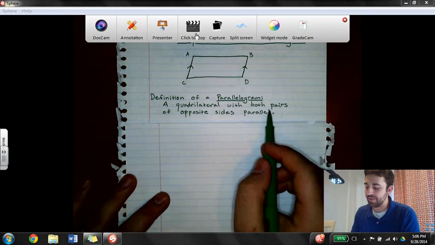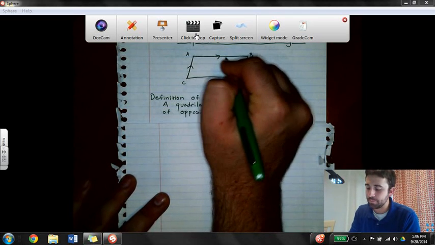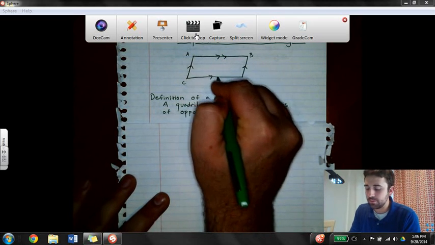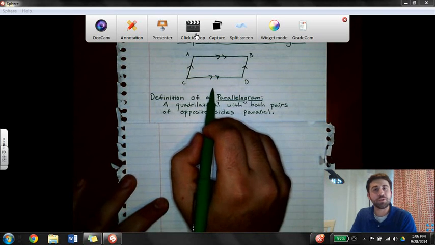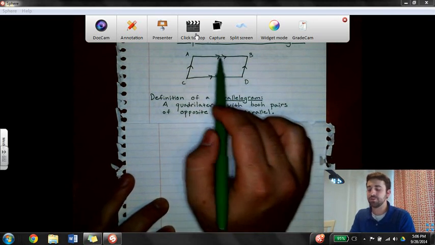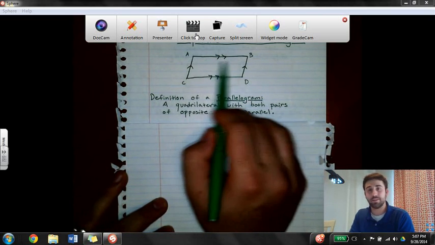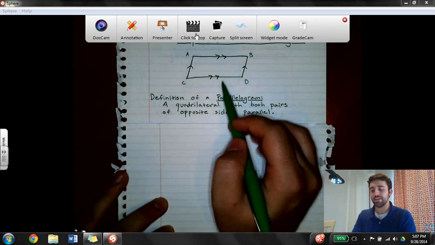But we have to have both pairs of opposite sides parallel, so side AB must be parallel to CD. Notice I used two arrows to show these sides are parallel. It's so that we don't get confused to think this is parallel to this side. It classifies which pairs go together.